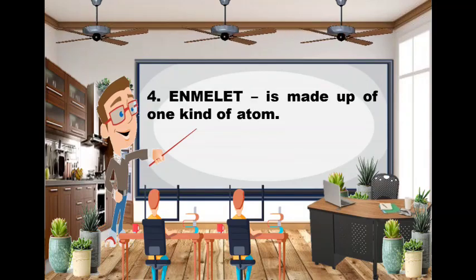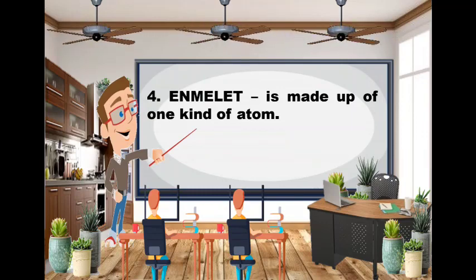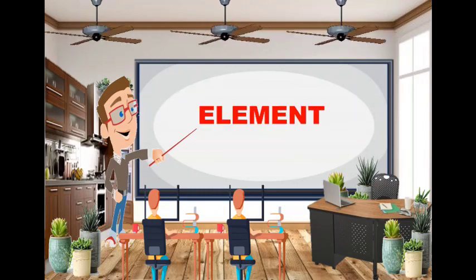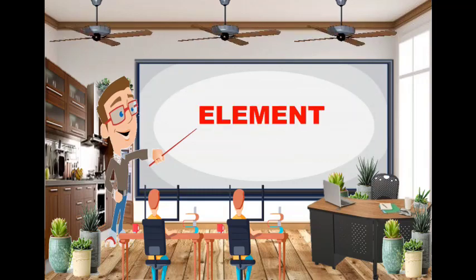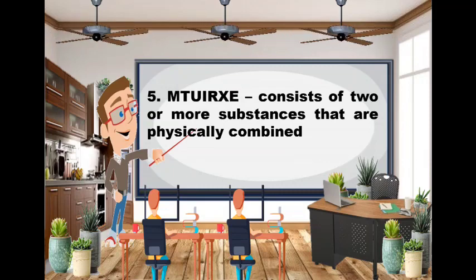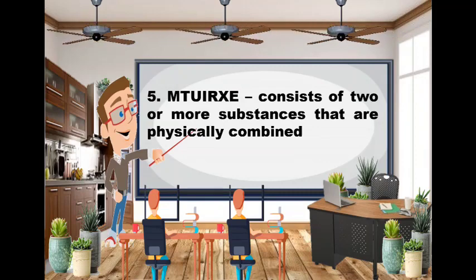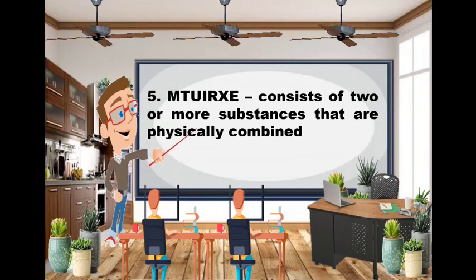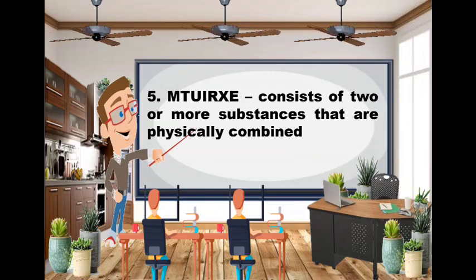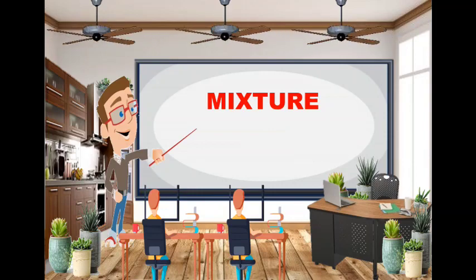Next word is made up of one kind of atom. Can you still remember this? Very good! It's an element. Another consists of two or more substances that are mixed or physically combined. Can you remember this concept? Excellent! It's a mixture.